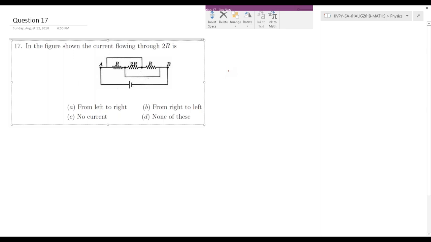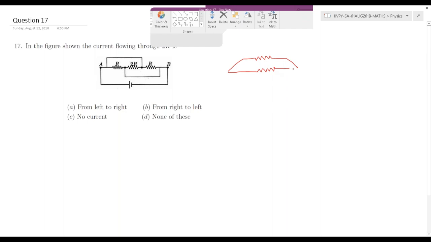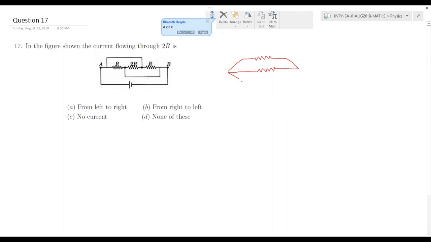It will be something like this, then here it is the resistance. And if you look into this one, this is R, this is 2R, and this is also R. And this is the point A, according to the question, and this is the point B. So what happens if we consider the resultant resistance?